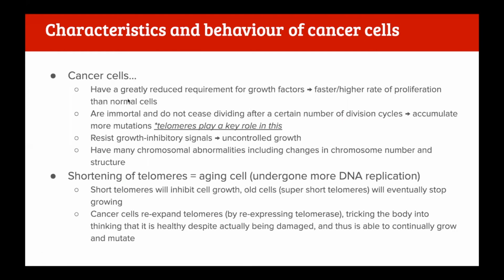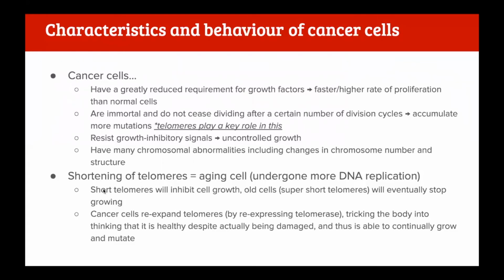on. So cancer cells have a greatly reduced requirement for growth factors. So they don't need as many growth factors to grow, leading to a faster/higher rate of proliferation than normal cells. Cancer cells are immortal, and they don't stop dividing after a certain number of division cycles. So this means that they can accumulate more mutations, and telomeres play a key role in this. Cancer cells also resist growth inhibitory signals, which leads to uncontrolled growth, and they have many chromosomal abnormalities, including changes in chromosome number and structure.